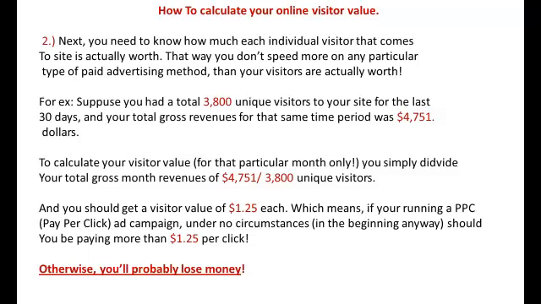you want to make sure that once you figure out how to calculate your online visitor value, in this case it was $1.25. If you were using pay-per-click and you were paying as much as, say, 75 cents a click, well, you still have a cushion, or a spread if you will, of 50 cents. Now, that's more like it. That's what you want to do. So whatever that figure is, you want to try to stay below it.